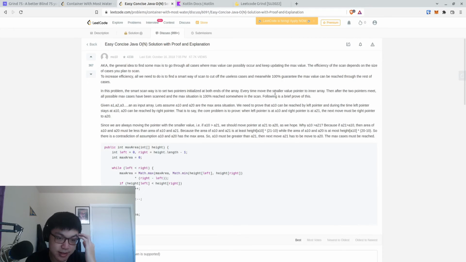Of course, it does make sense in retrospect because we kind of just go through all of them. And if a larger one exists, then we should move to that based on moving the smaller edges.